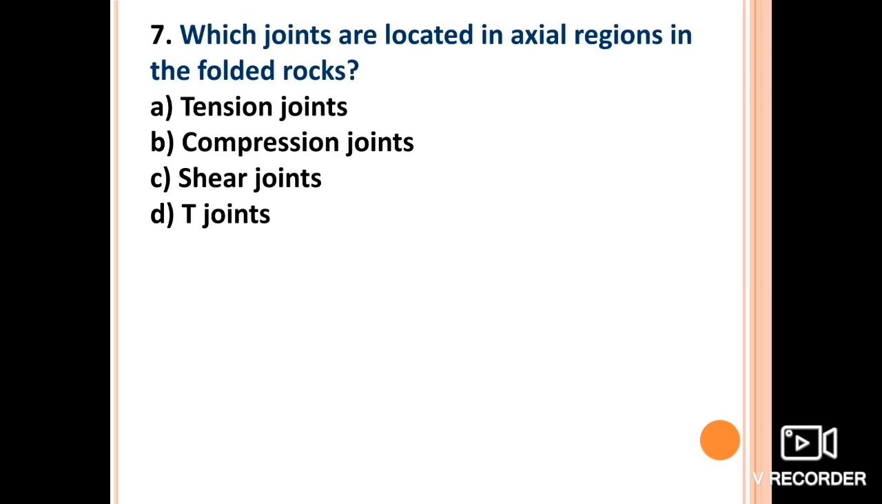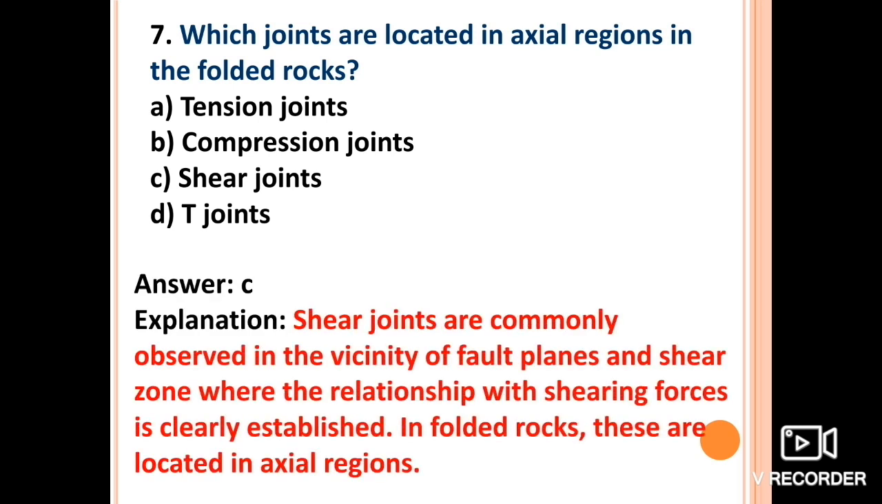Seventh one is which joints are located in axial regions in the folded rocks: tensile joints, compressional joints, shear joints, or the T joints. So these are known as shear joints. So what are shear joints? Shear joints are those types of joints which are formed due to the compressional forces involved in the folding and faulting of the rocks.